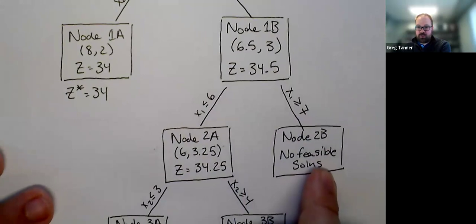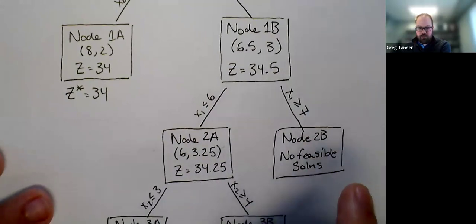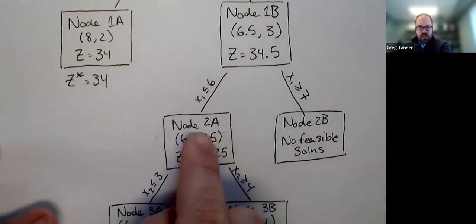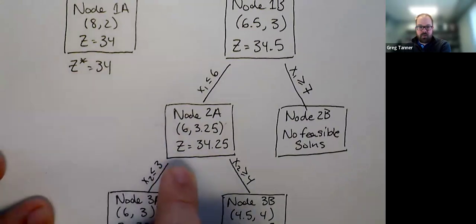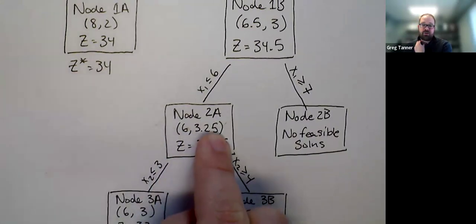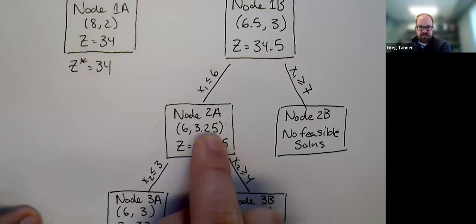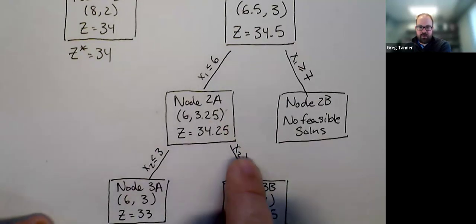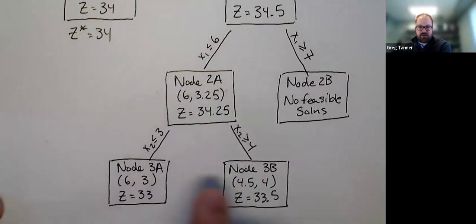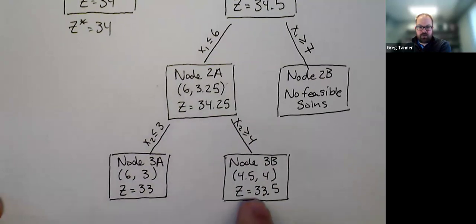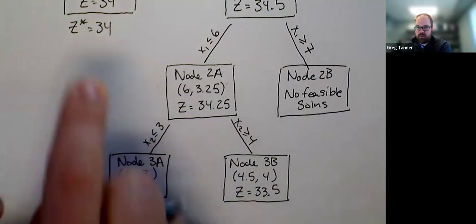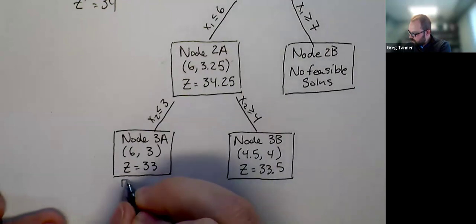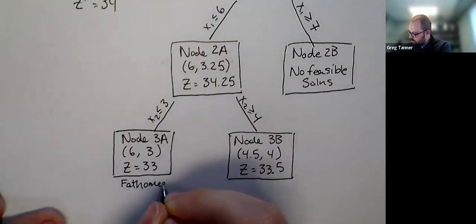Node 2b had no feasible solutions, and so it dies off. We don't branch any further there. Node 2a is still better than our current best, and it's a non-integer solution, and so we split again. This time on x2, rounding down to 3 and rounding up to 4. That will then give us 2 more solutions, but now notice that the upper bounds for both of these solutions, which this one's an integer solution, are both now worse than 34. And so these ones we'd both label as fathomed.